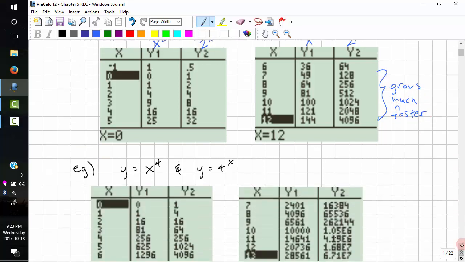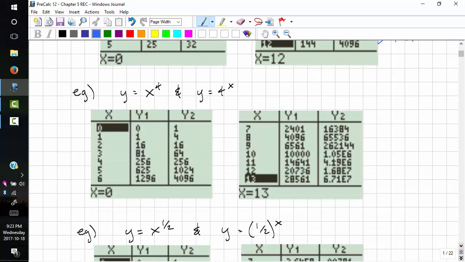Okay, let's try this with a different base. Let's try this with x to the power of 4 and 4 to the power of x.